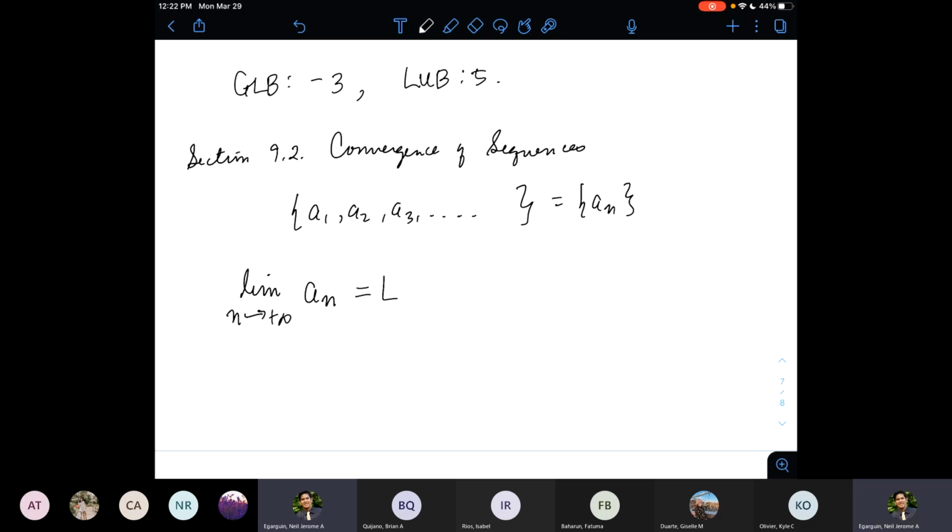If this is a number L, then the sequence is convergent. Otherwise, if there is no such L, if you cannot find a real number L to which the terms of the sequence approach as n approaches infinity, then we say that the sequence is divergent.